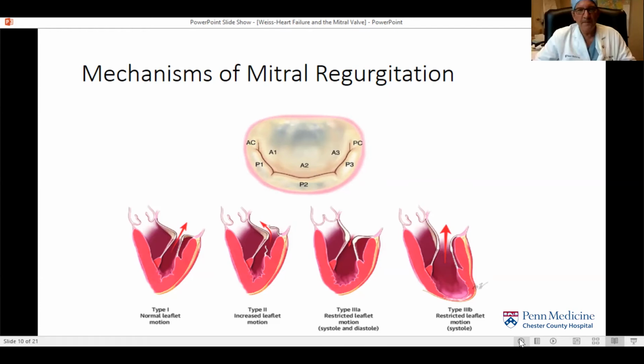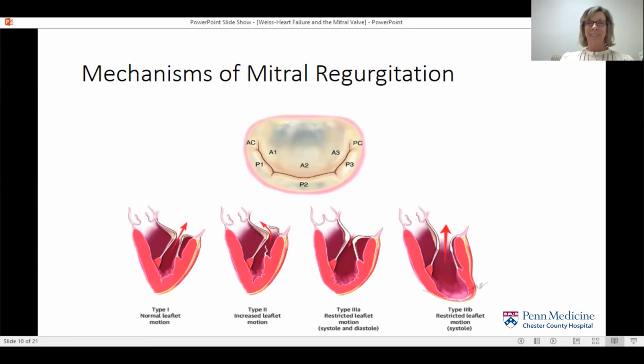mitral valve. This is a picture of the mitral valve with all the parts labeled, and the four images on the bottom are our classification of what causes that valve to leak. It's based on how the leaflets move. That's all for heart surgeons. There's not going to be a quiz on this.